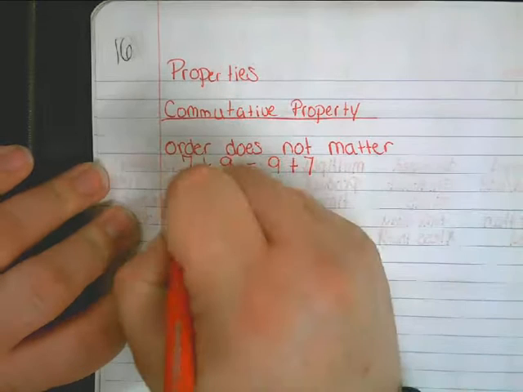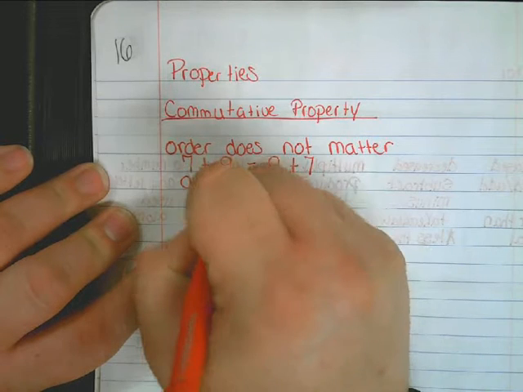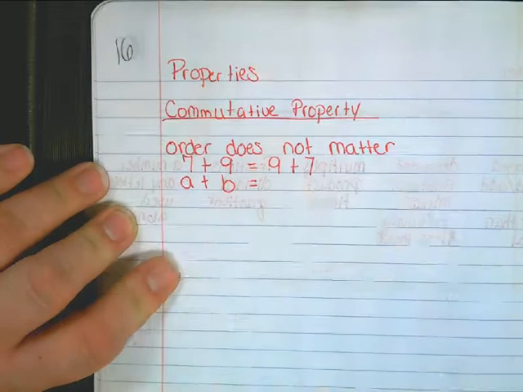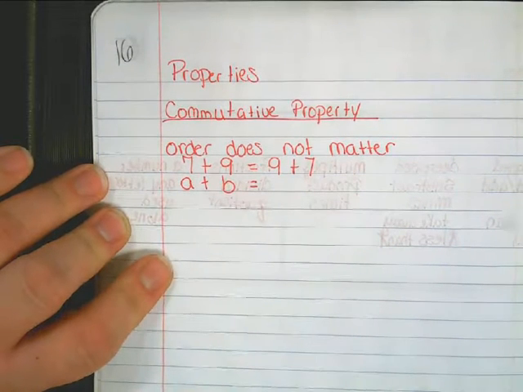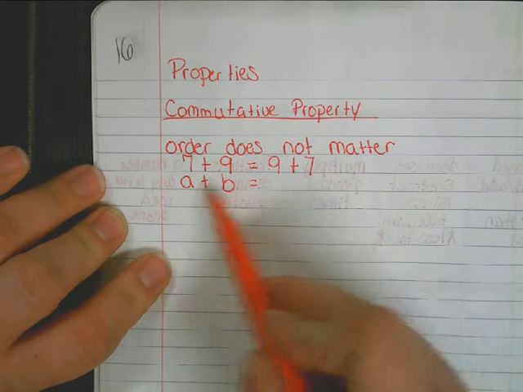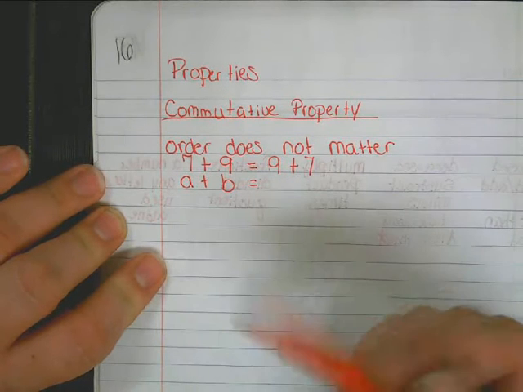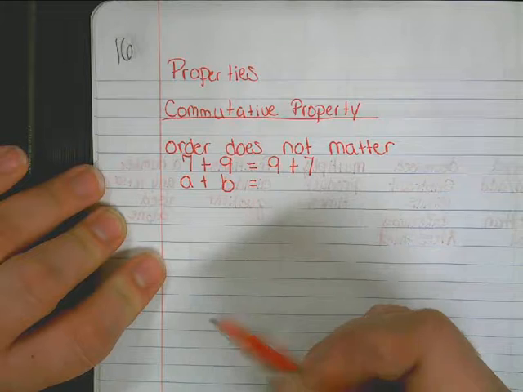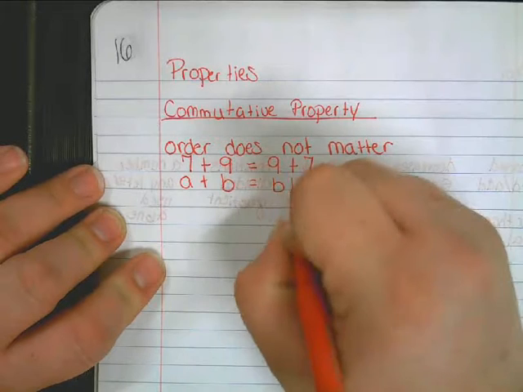Okay? That can also work with letters. Letters, remember, are variables. We worked with those last week. So if we take A plus B, what is that the same thing as? B plus A. Good.